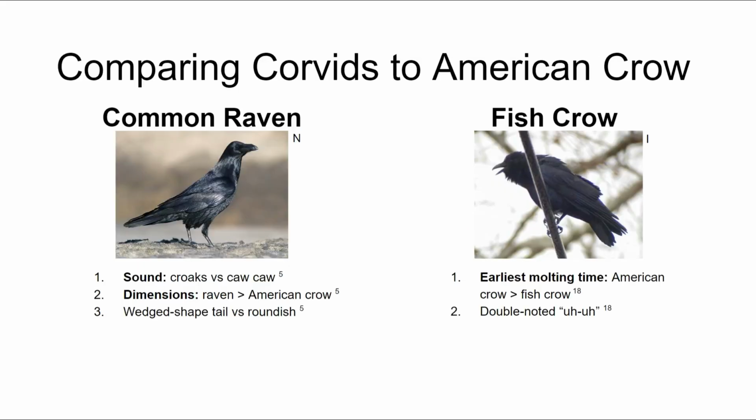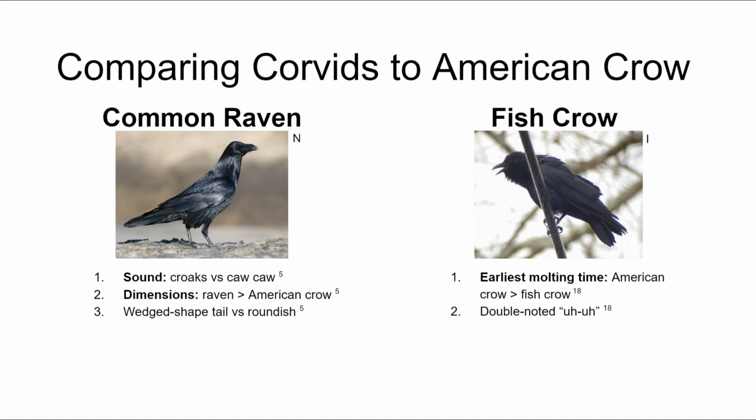Next. Comparisons between two similar species. What are the differences between a common raven and an American crow? First, a raven croaks, while crows make a caw sound. Second, the common raven is bigger than the American crow.